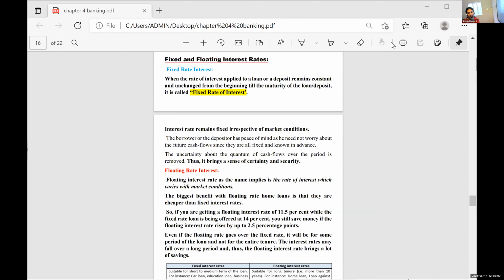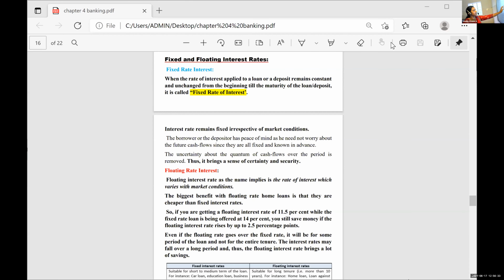If a loan is taken for rupees 10 lakh and the interest rate fixed is 10%, so throughout the period, let it be for a period of 5 years, throughout this 5-year period, he will have to pay the fixed interest rate throughout the time. Okay, that is fixed interest rate.